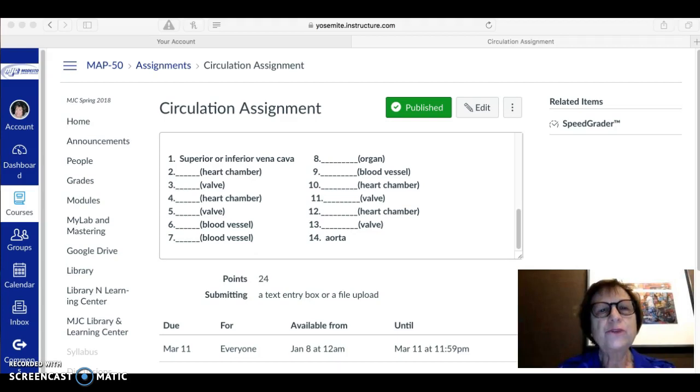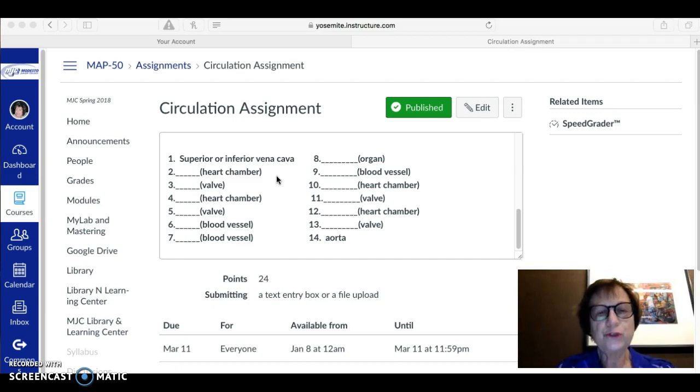Week 9 deals with the cardiovascular system, and you have 2 assignments scheduled for this week. You have this circulation assignment, and you have your practice test for chapter 11. For the circulation assignment, what you need to do is either download what I've given you here or copy it, putting the numbers and filling in the structures.